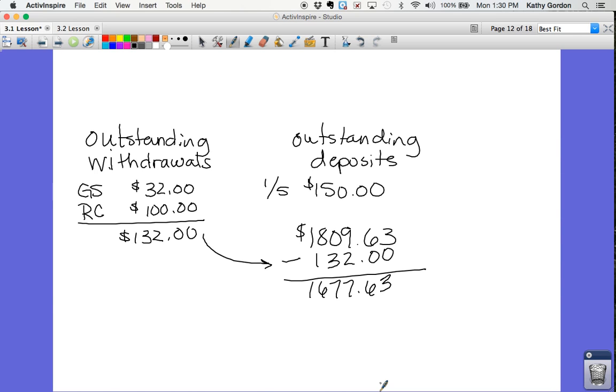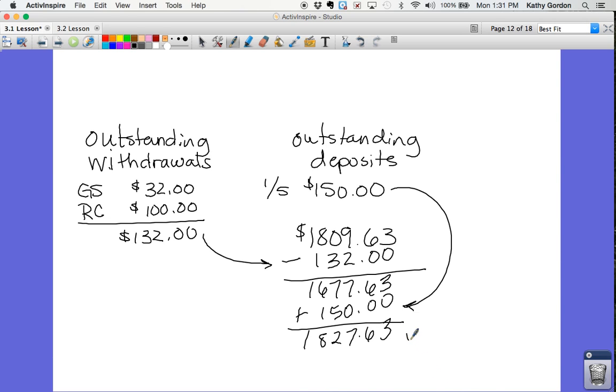And then I've got this one deposit that the bank doesn't know I have. So I need to add that one in. So now we've got 1827.63. Does that now match with your check register? Yes. So that's what you do to reconcile. You take what the bank says, you adjust by the outstanding stuff, and you see if it matches what you say. And if all that matches up, then everything's good to go. You've reconciled.